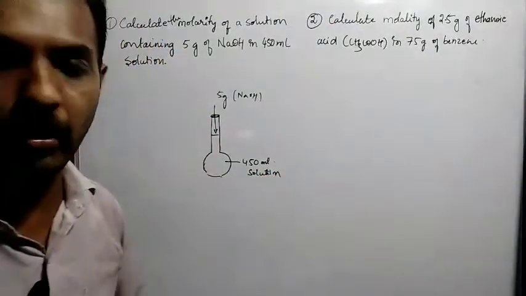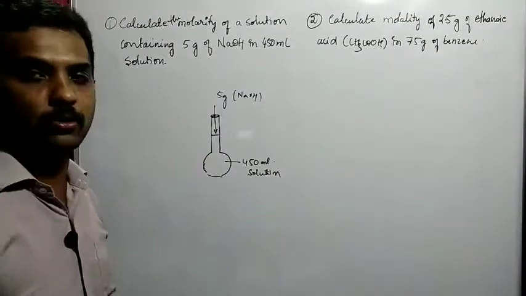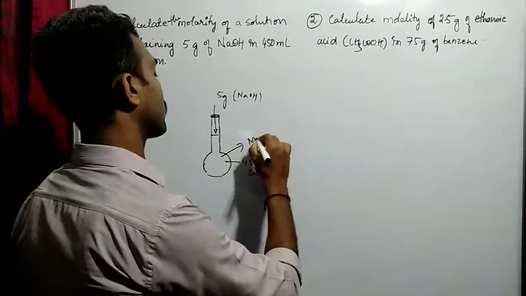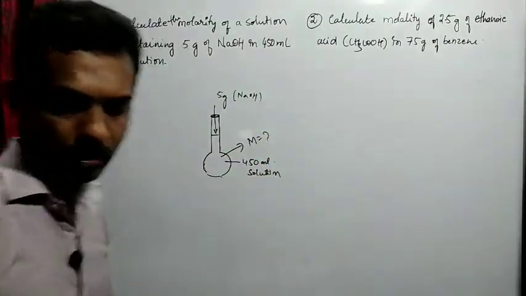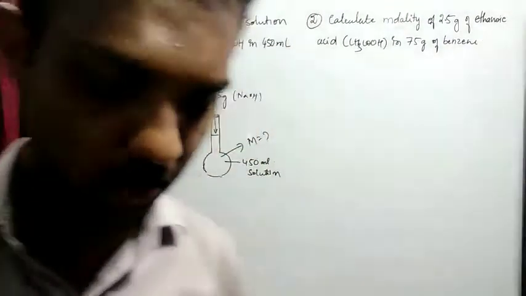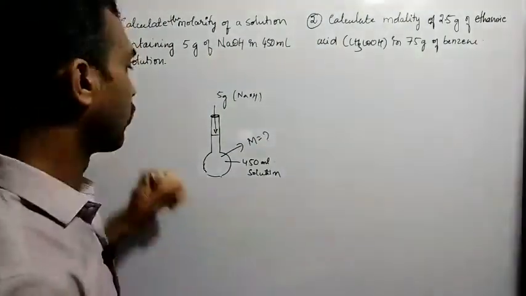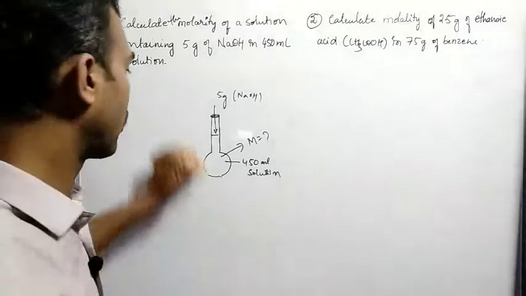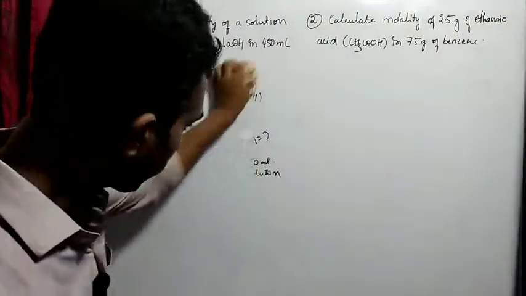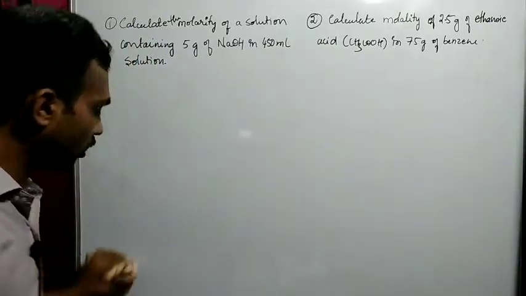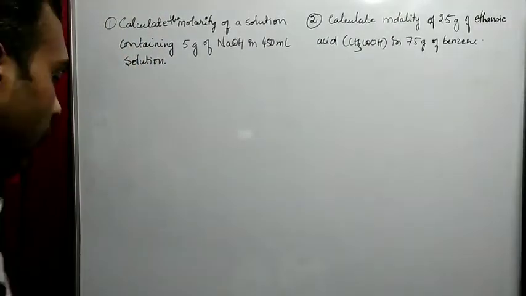They have added 5 grams of sodium hydroxide and made a 450 ml solution, and they asked what is the molarity of this solution. That solution consists of 5 grams of sodium hydroxide. We have to find out the molarity of this solution. We should know the formula, right? So already we have the formula, so we can write the direct formula.